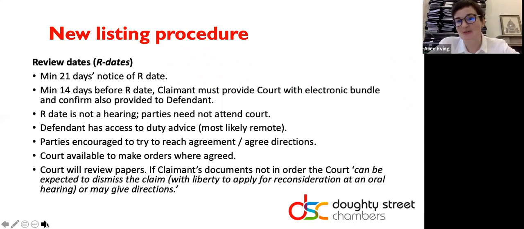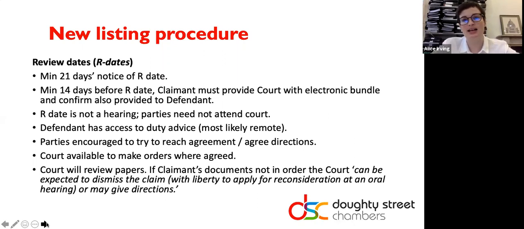Nevertheless, here is what is set out in terms of the new listing procedure. You might have heard people going on about R dates. So these are the new review dates that have been introduced under the overall arrangements. So the idea is that all new cases will first be sent to an R date. Everyone will get a minimum of 21 days notice before an R date is listed. Now, an R date is not a hearing, and the parties are not required to attend court. In fact, I'm sure they're actively discouraged.